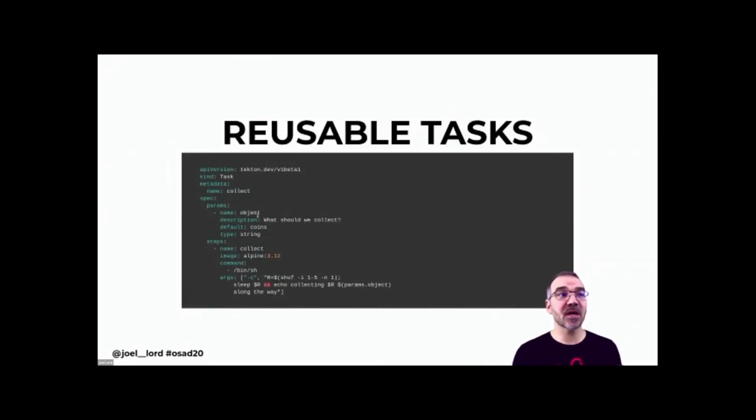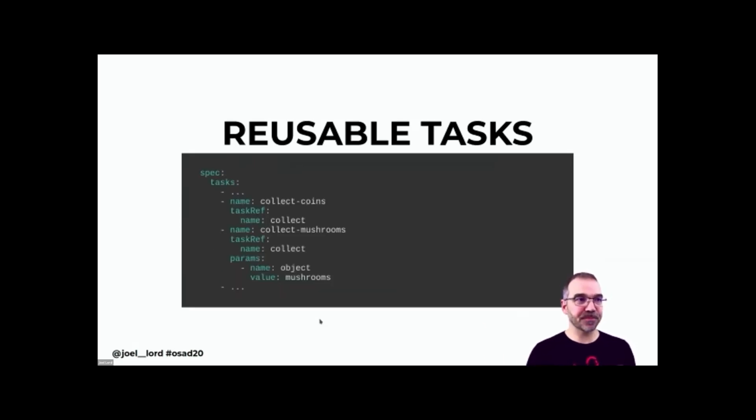So the first thing I'm going to do is create a new task. That task will be called collect, and it will have 1 parameter. The parameter would be for the object that we want to collect. By default, those will be coins, because that's what Mario does, right? He collects coins. And then the step will be to just echo once again. What I'll do is get a random number. I'll sleep for that number of seconds, and then I'll echo that we've collected X many coins.